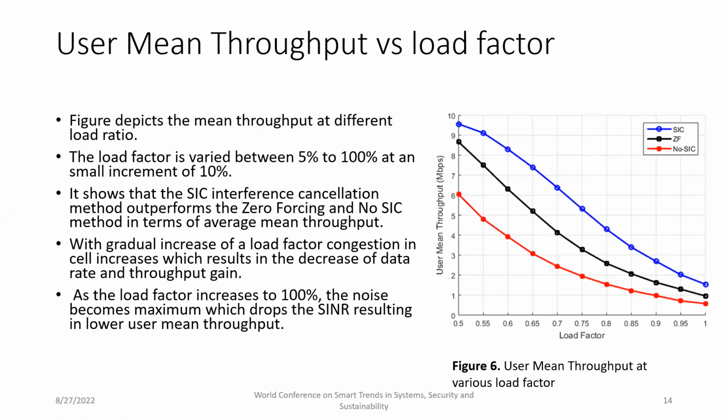So with an increase in load factor, the congestion in the cell increases, which results in the decrease of data rate and throughput gain. So as it is 100%, the noise becomes maximum, which drops the SINR, resulting in lower user mean throughput, which we can see from the figure.